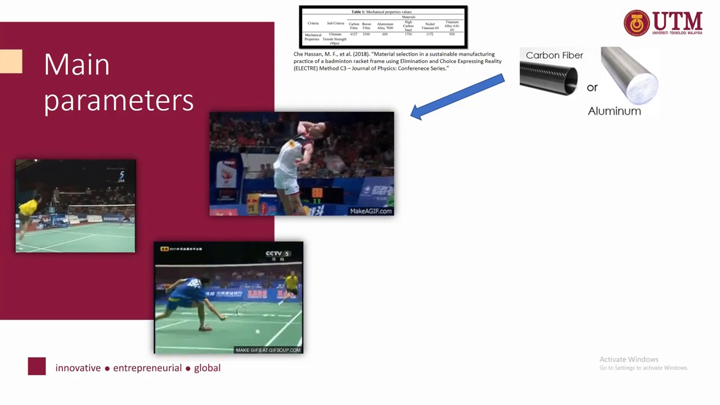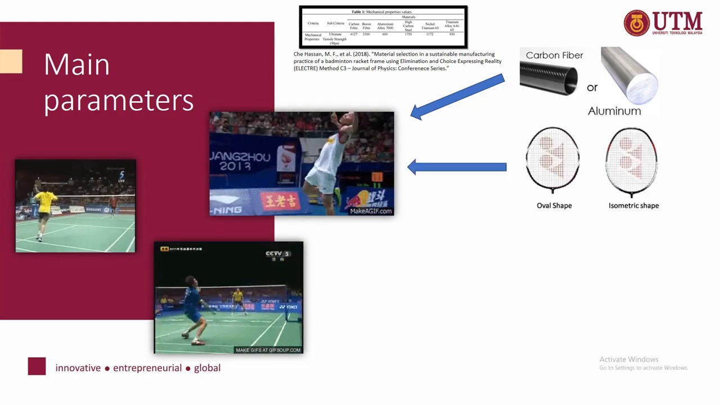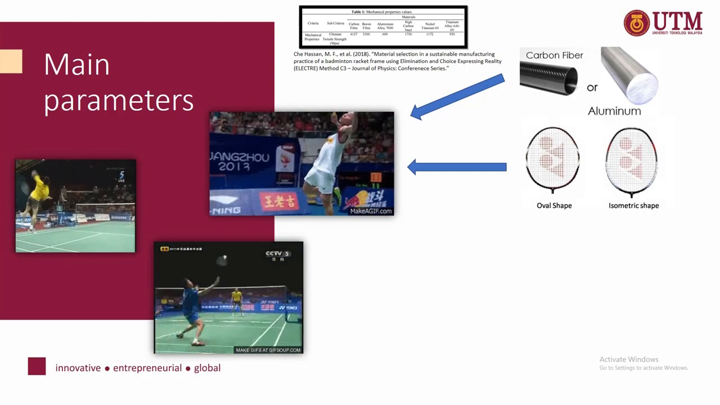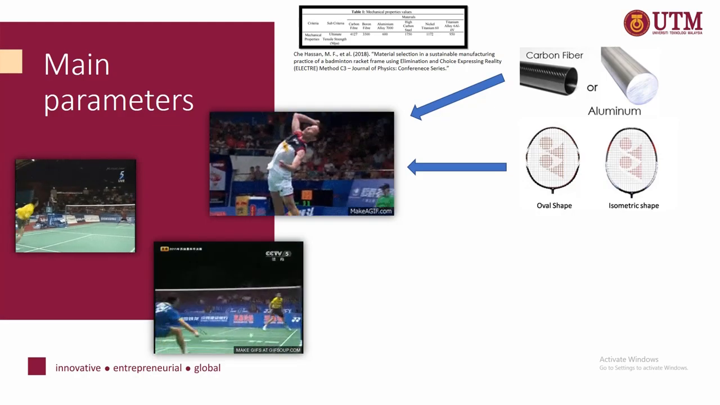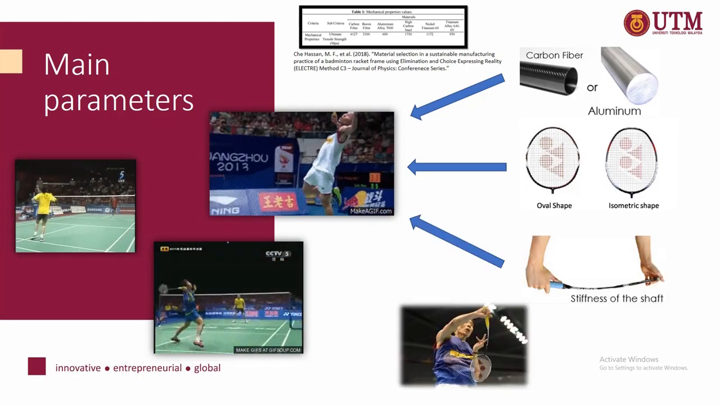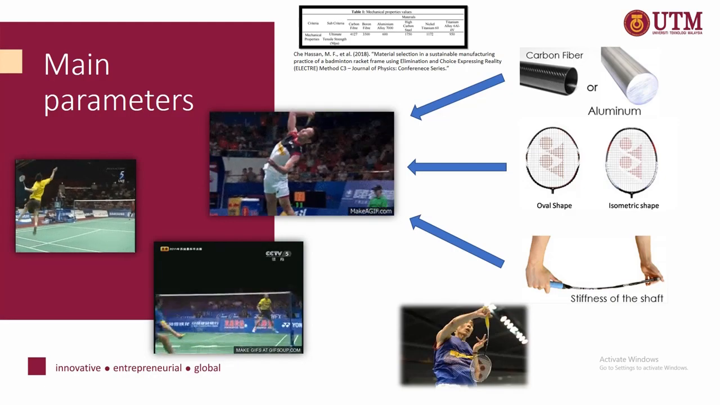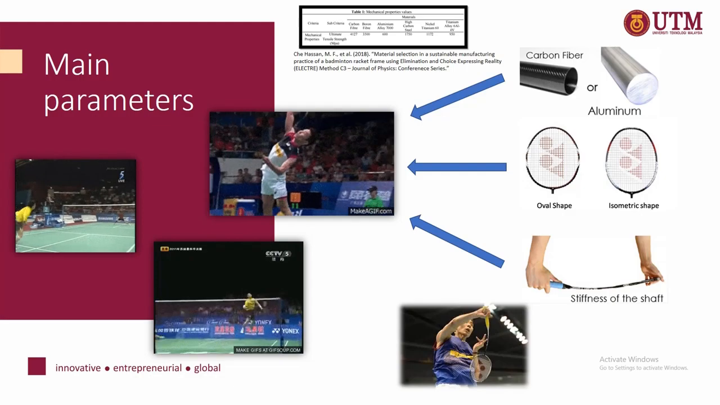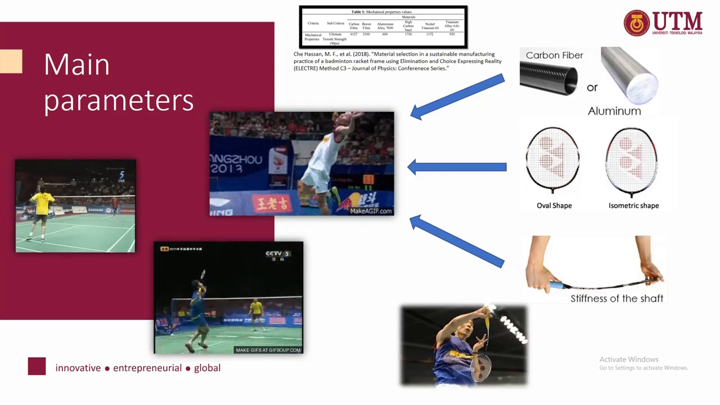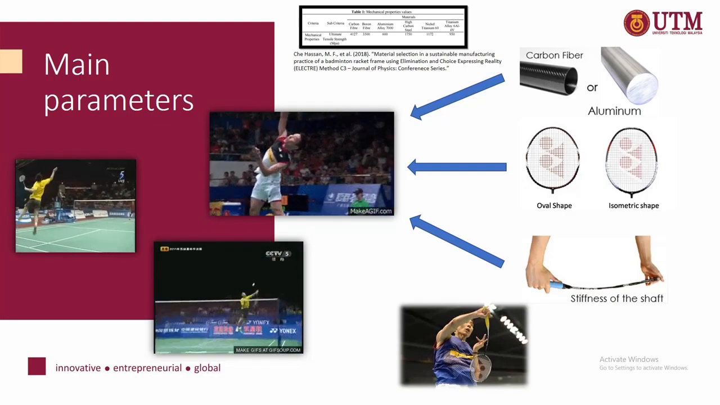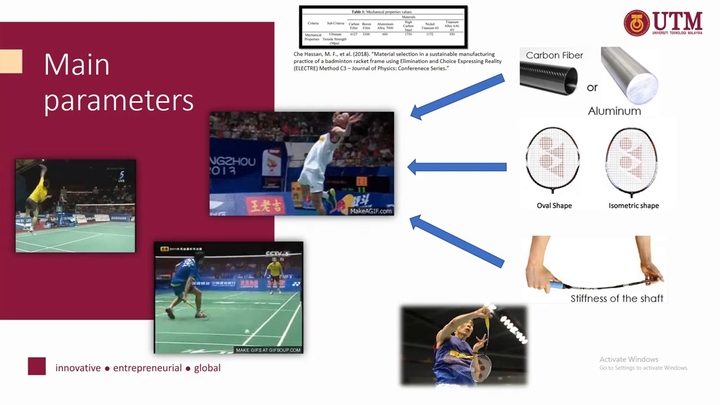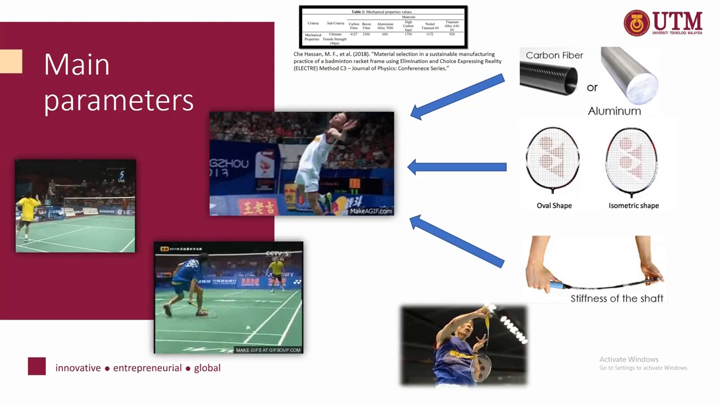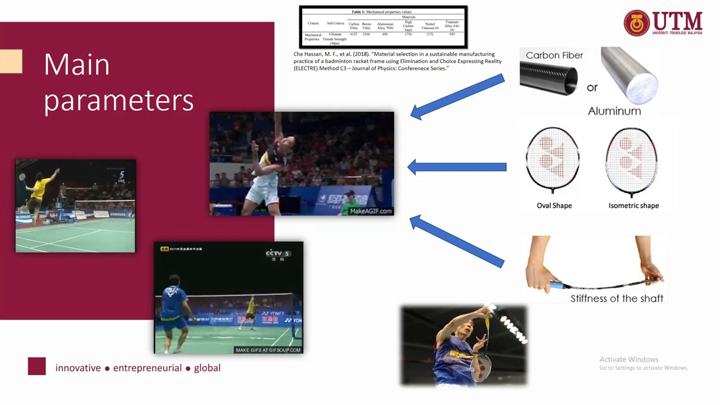Next up, we have the two most dominant head shapes in the modern market, oval and isometric. The head shape will be further touched upon later. Lastly, we have the stiffness of the shaft. There are flexible and also stiff shafts, and there is a lot of degree for both settings, either high flexibility or high stiffness shaft. A flexible shaft racket can bend to a certain extent. The picture below depicts Dato' Lee Chong Wei swinging a racket until its shaft bends after a big smash.